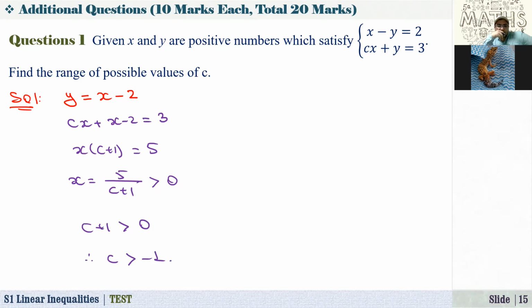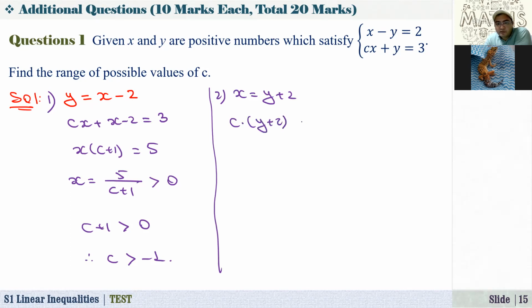And the second one, okay. How about if you express everything in terms of y? From here, x is equal to y plus 2. Let's say this is the first part, and this one is the second part. Now we have c times y plus 2, plus y, is equal to 3. Now from here, we have cy plus y, and taking 2 times c, which is 2c, to the right-hand side, 3 minus 2c. Right? Because c times 2 is 2c, take it to the right-hand side.